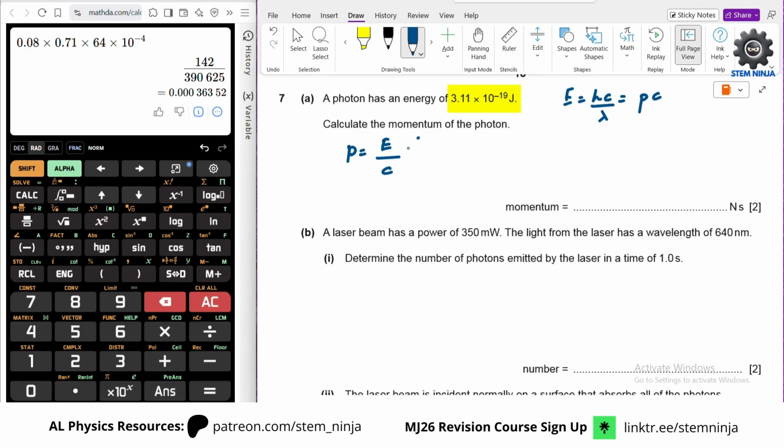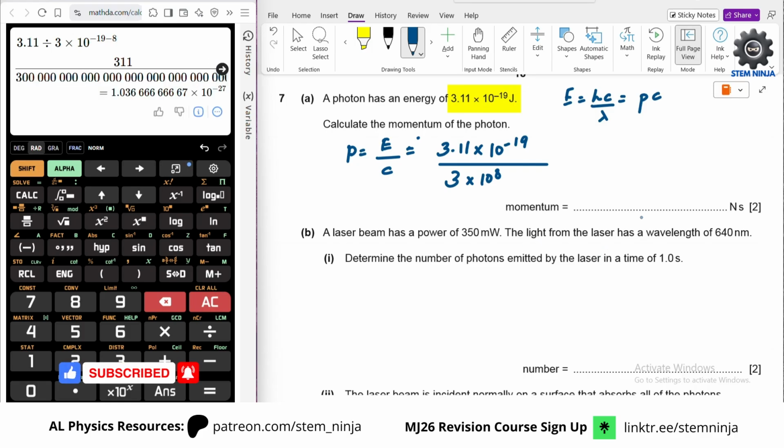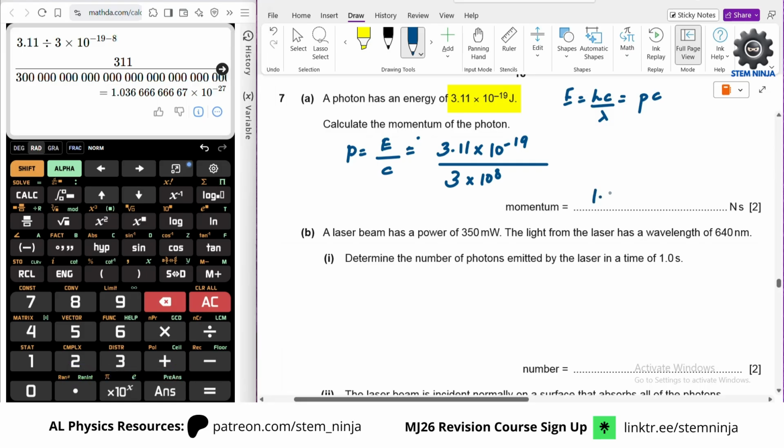So, right, okay. So we have energy 3.11 × 10^-19. Speed of light is 3 × 10^8. So 3.11 divided by 3, times 10 raised to the power -19 minus 8. That is 1.04 × 10^-27, to 3 significant figures.